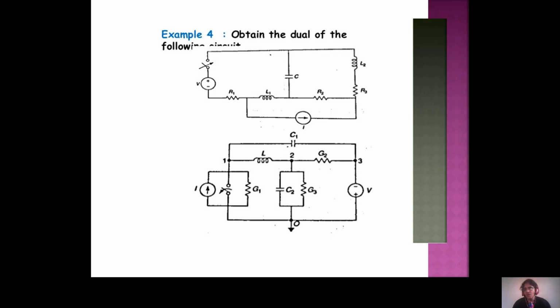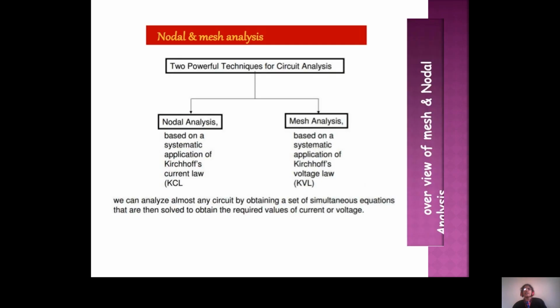When there is a series form, you have to convert it to parallel. When there is a parallel form, you have to convert it to series. So the similarity of the network is nothing but the duality.